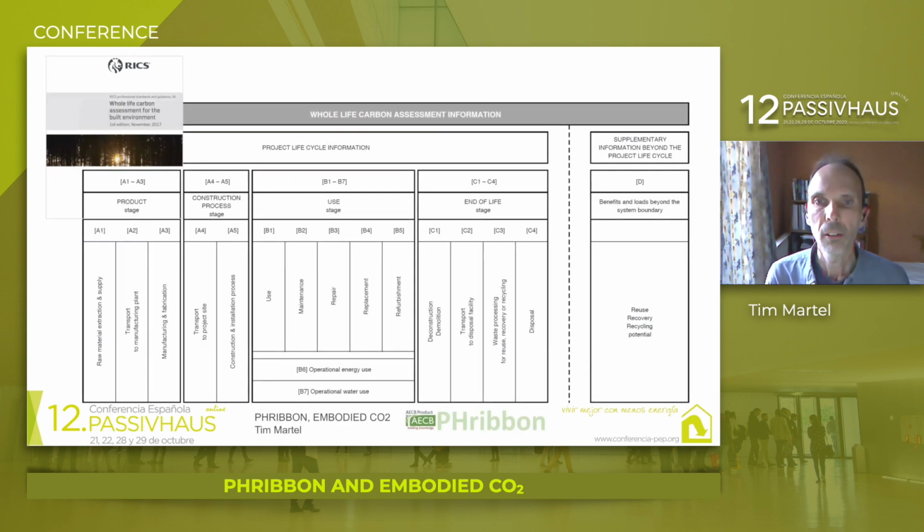And now we're going to start to talk about embodied CO2. Embodied CO2 is composed of several stages. We have the stage where the products are manufactured here. We then have construction, use, and the end of life. And there's also some things beyond the life of the system there.